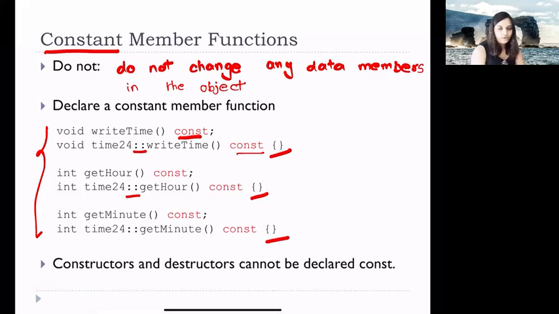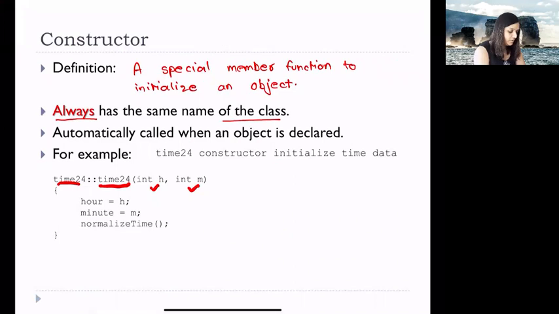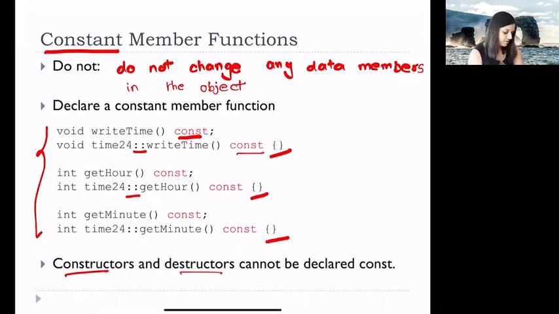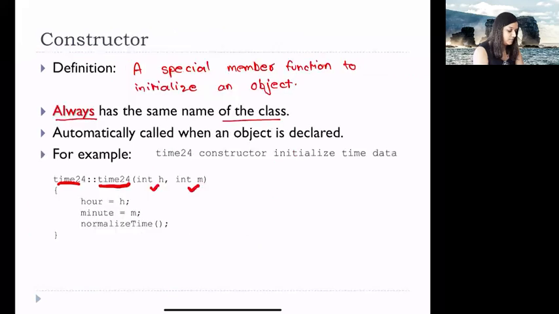If you have a constructor, then you also need to have a destructor. We looked at the constructor over here, but we will look into the destructor soon, which is a very similar concept, but using some different keywords. But both constructors and destructors cannot be declared as const, because they are special member functions to initialize an object, and they are automatically called when an object is declared.